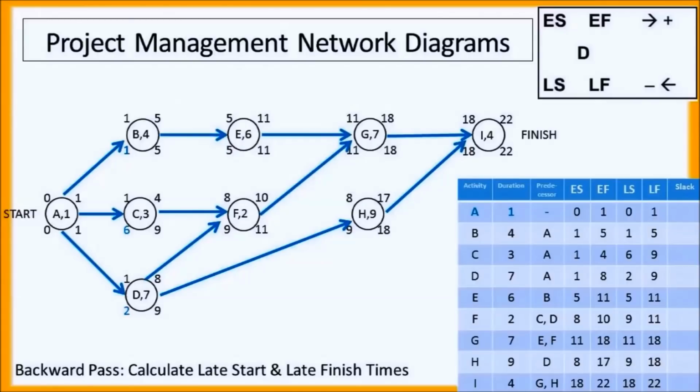Whenever we're doing a backward pass and we have a choice between multiple different tasks in order to choose their late start time as the next task's late finish time, like this task A is looking at task B, C, and D, we will always choose the earliest late start time. So the late start time that has the lowest number there. In this case, it's task B. Task B must be started at time 1, so task A must finish at time 1. 1 minus 1 is 0. Task A must start at time 0, must start immediately at the beginning of the project time.